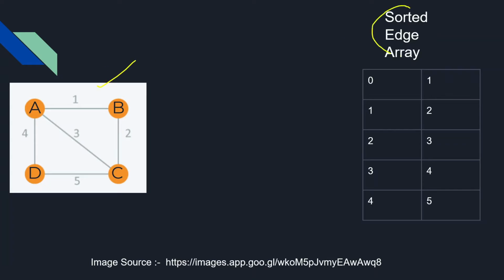I have sorted the edges in increasing order of their weight. So after sorting, I will obtain this array, which is 1, 2, 3, 4 and 5.